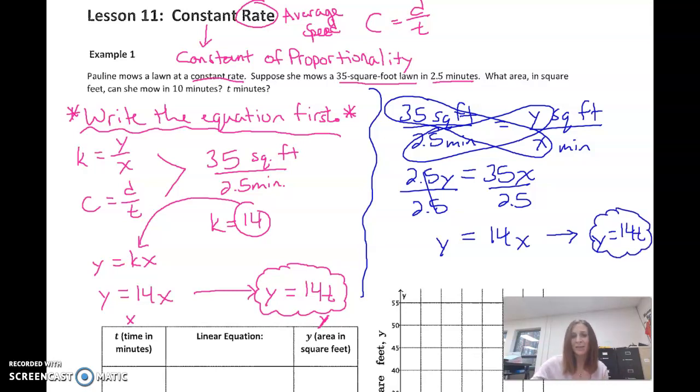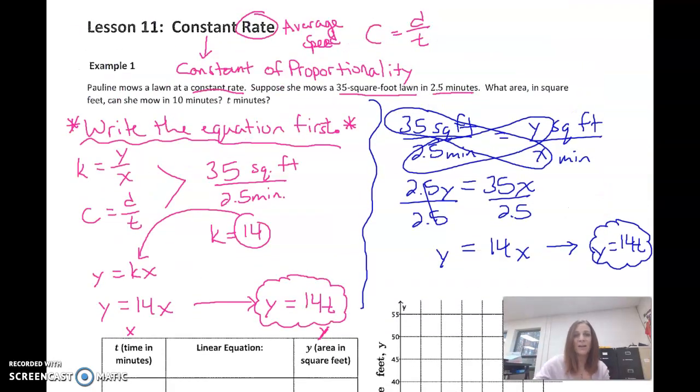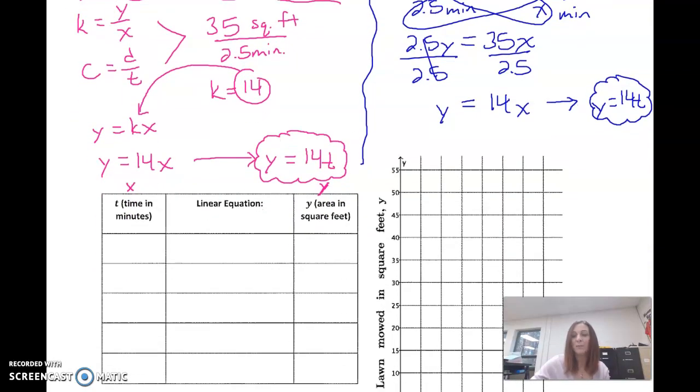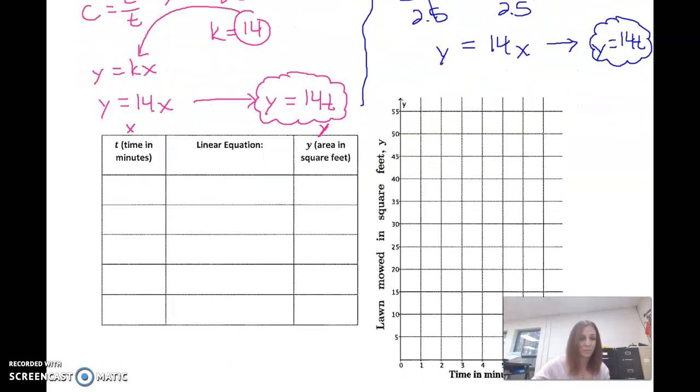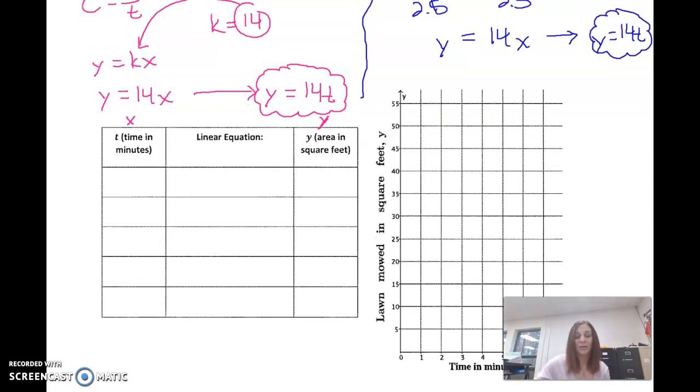This is the way I'm going to start referring to, but we get the same answer either way. Now we want to find out how much you can mow in 10 minutes and t minutes. We have a couple different ways of doing it. This equation represents it, but we also can make a table, and we have a graph here, so we're going to focus on these two ways. So our equation is 14 times t.